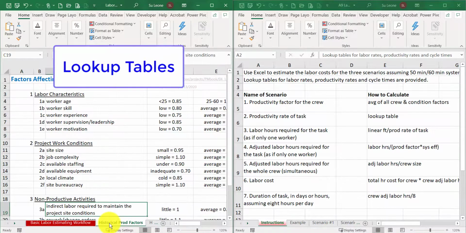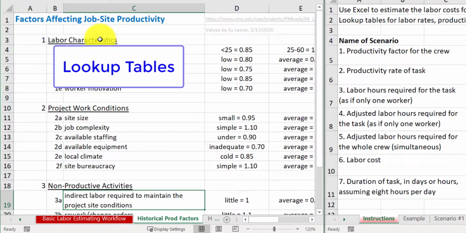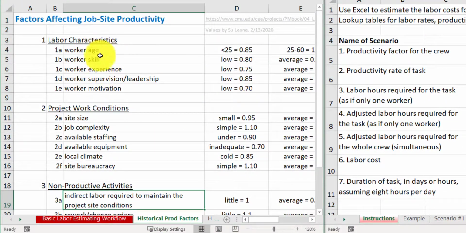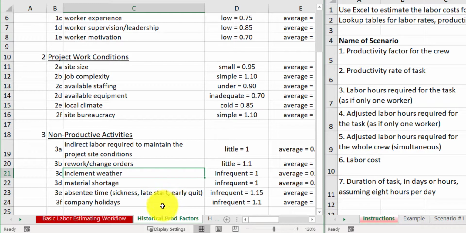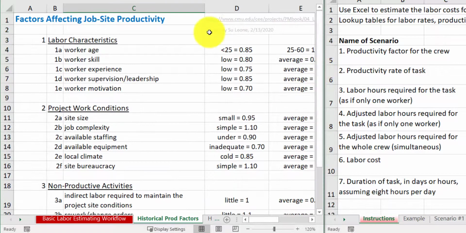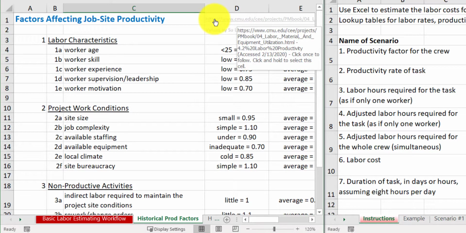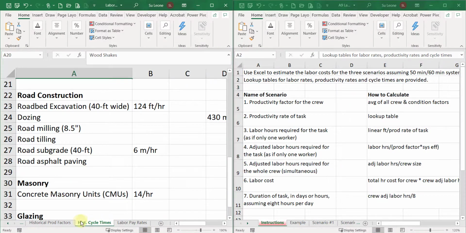And if you look, here's the historical production factors. You can see this is production factors based on labor characteristics, work conditions, and non-productive activities. There's quite a bit of non-productivity that goes into working, believe it or not. And all of these amounts are researched. They're based on that website, which you are welcome to look at. I encourage you to do that.